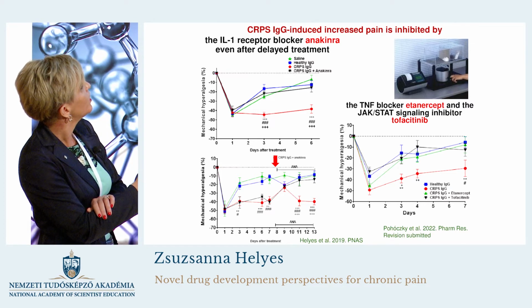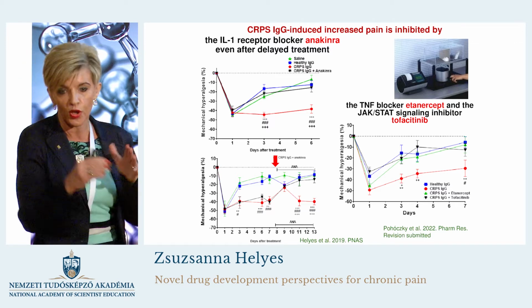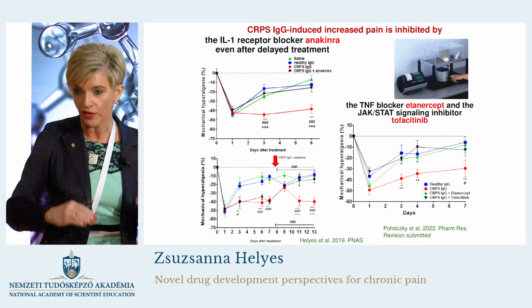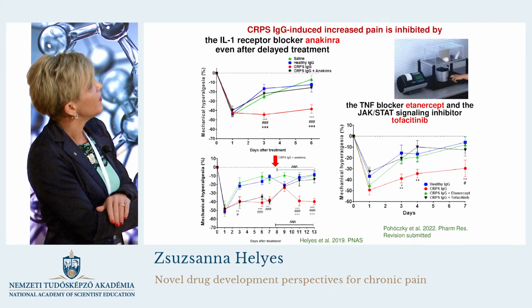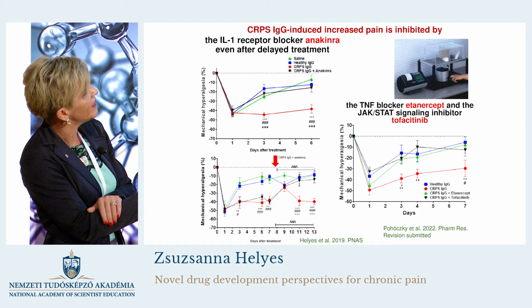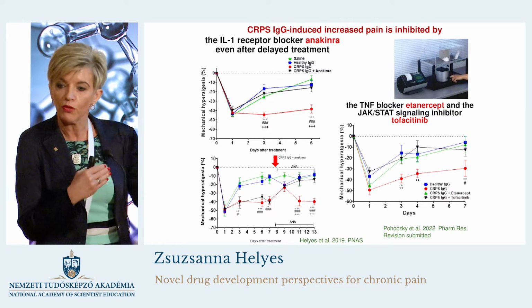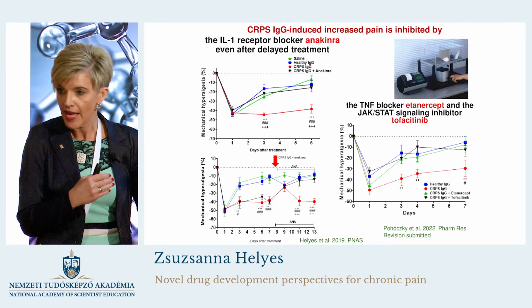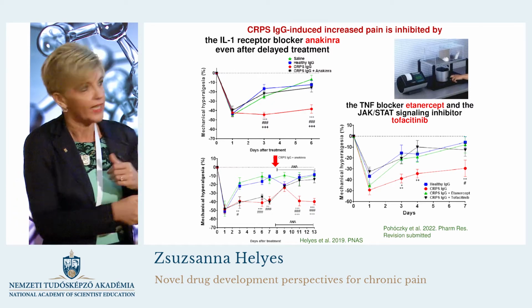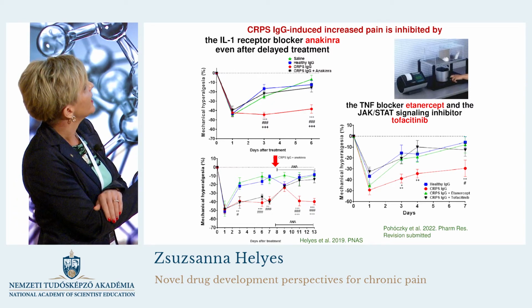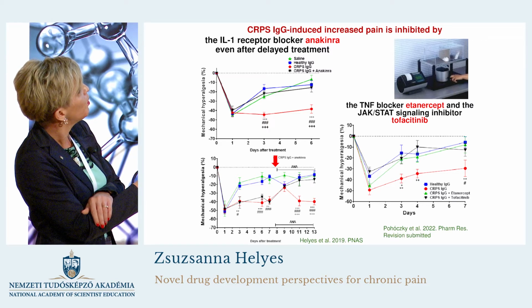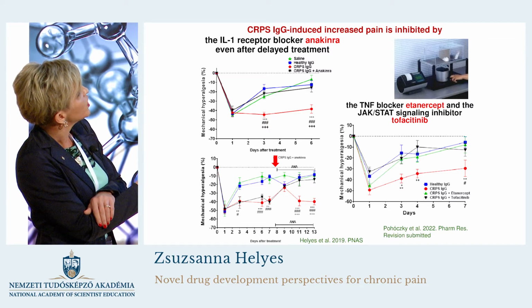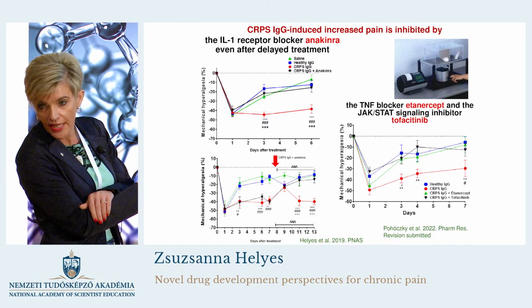Here I showed the mechanical hyperalgesia, so the pain threshold decrease. So the lower this, the more pain the animal has. Because we measure this with this blunt end needle, we touch the paw, and the animal withdraws the paw, and that's the threshold. And if this decreases, we have more pain. So here the red line shows that the animals have pain if they are treated with the diseased patient's immunoglobulin, and if we treat the animals with anakinra, the pain is disappeared. It's just like the normal.